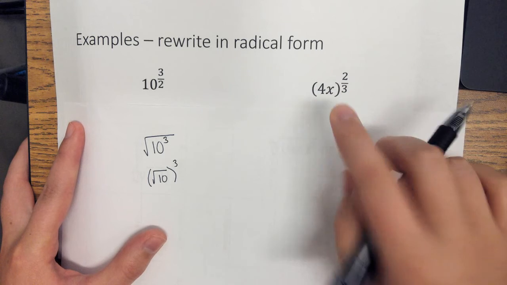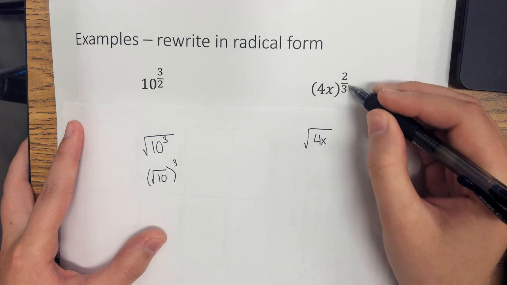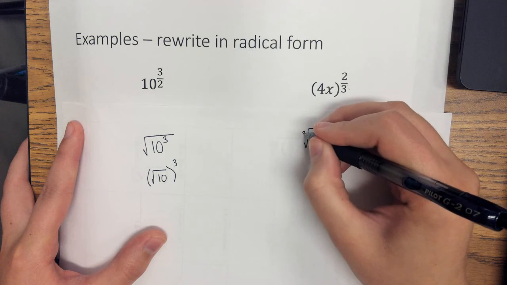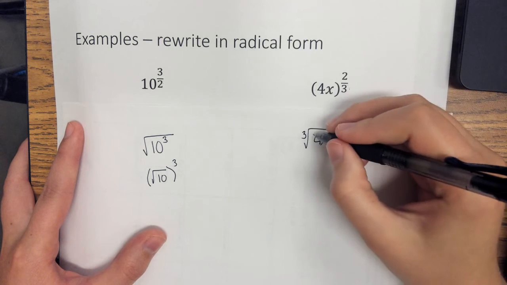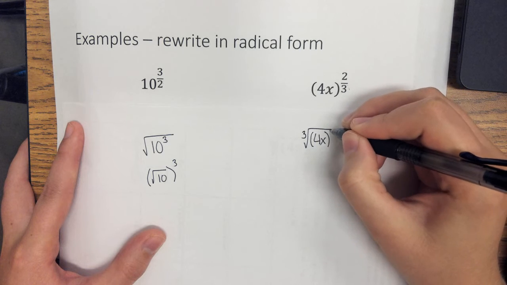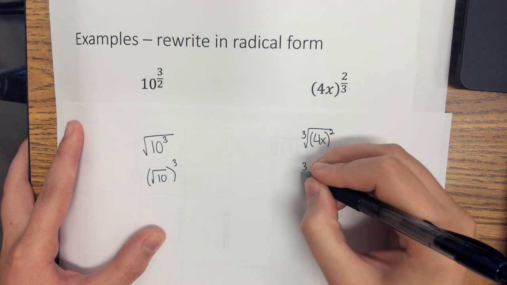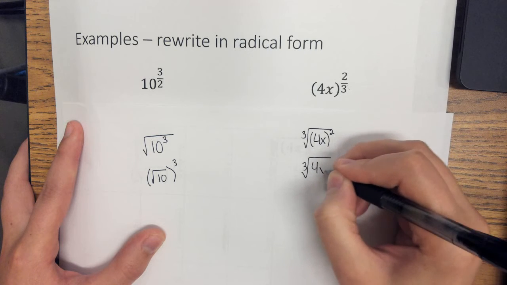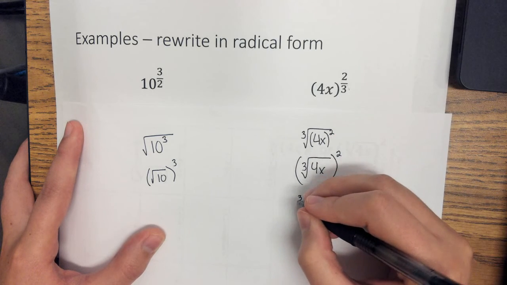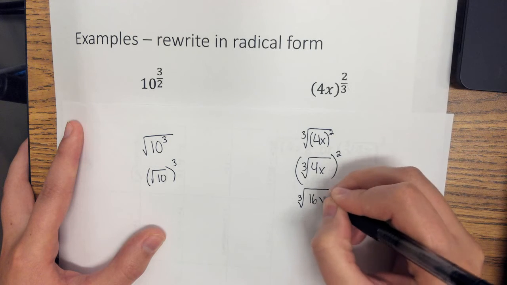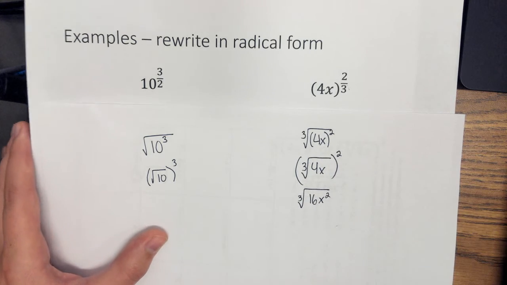Same thing over here. The 4x is what's going to be underneath the radical. This time, there's a 3 on the bottom. That means it's a cube root. You do have to write that one. And this tells me that the 4x should be squared. Now make sure it's the whole thing. You could rewrite it like that. You could rewrite it like this, with the squared on the outside. You could even actually square those two things. 4 squared is 16, x squared is x squared. Any of these answers is correct.